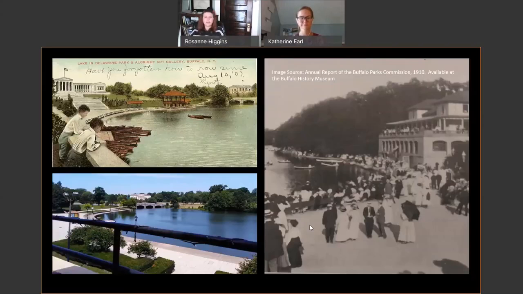The original boathouse, which was built in 1875, was a wooden structure. It was enlarged in 1883, but it burned down just at the turn of the century in 1899. The structure you see on the right-hand side, the brick and limestone building, was constructed in 1900, just in time for the Pan American Exhibition, which was, again, another one of those world events that really placed Buffalo as an important city, one of the most important cities in the world.